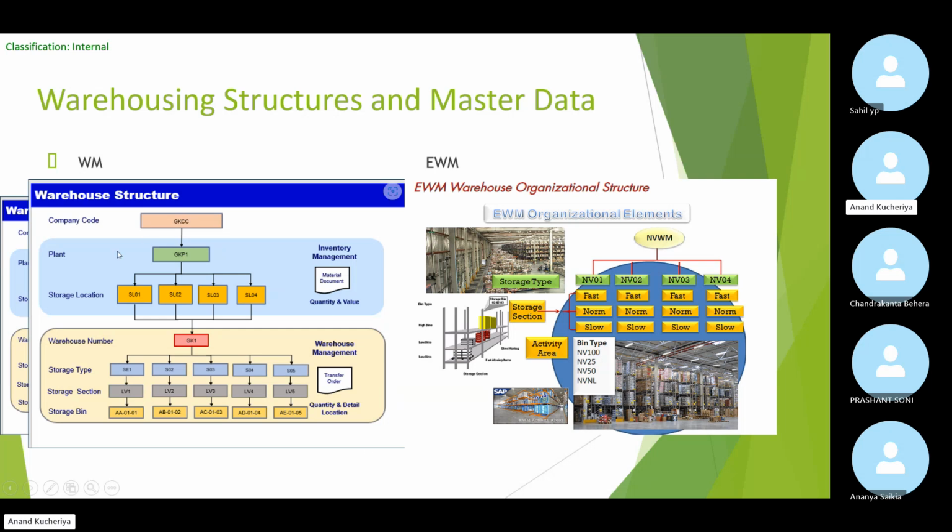And on the left side, we see company code, plant, storage location, and this storage location is assigned to this warehouse number, and this warehouse number is mapped with this EWM warehouse number. The further things like storage types, storage section, storage bin of the LEWM are not relevant. This is the normal WM structure. So in this slide, we will understand the difference between WM and EWM structure.